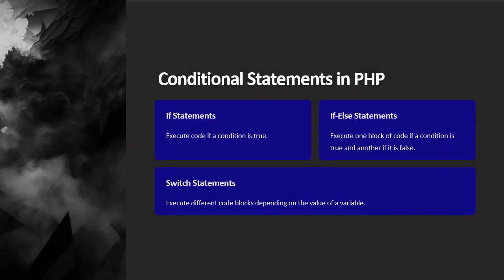Let's talk about conditional statements in PHP. Here we can see that there are three types of conditional statements in PHP: if statements, if else statements, switch statements. If statements execute code if a condition is true. If else statements execute one block of code if a condition is true and another if it is false. Switch statements execute different code blocks depending on the value of a variable.